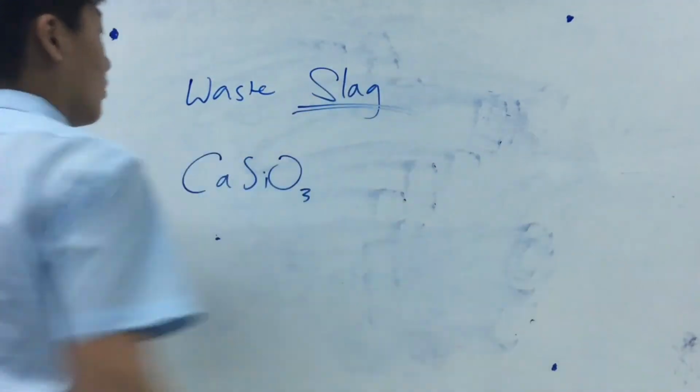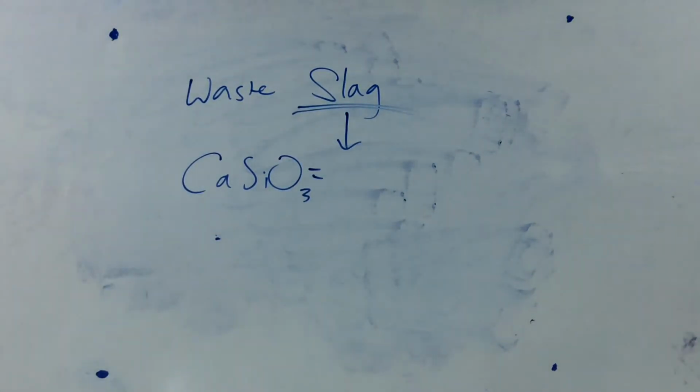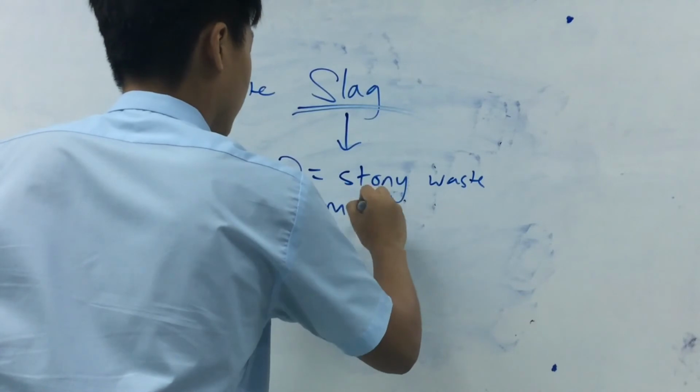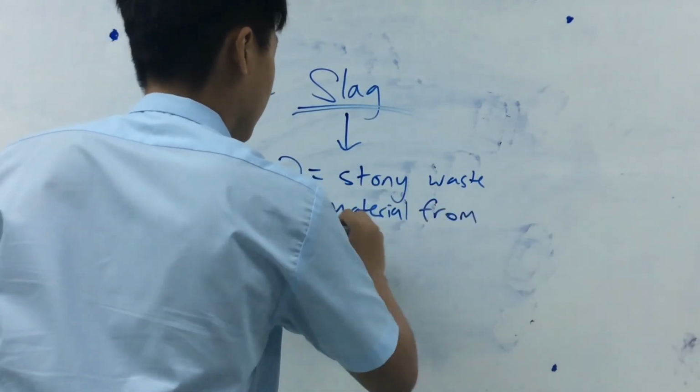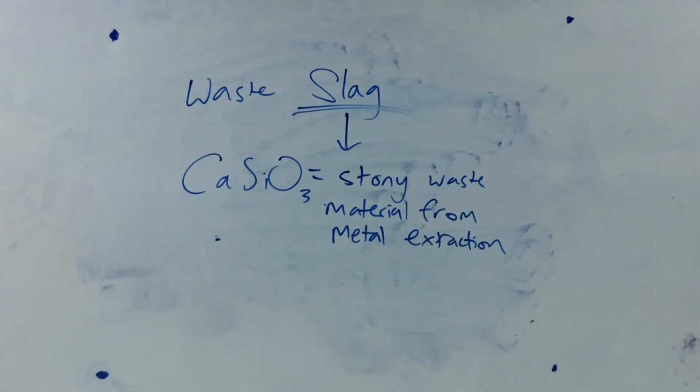The waste slag is the calcium silicate, a stony waste material after the smelting of a metal, in this case, iron.